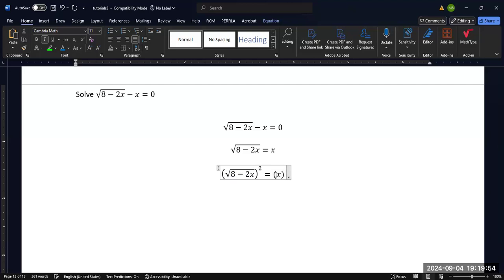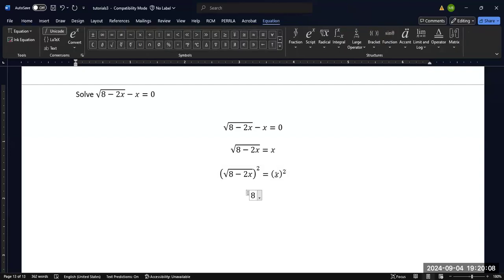Again, algebra basically says you can kind of do whatever you want as long as you do it to both sides, and it's algebraically valid. Now, on the left side, the square and the square root are going to cancel, and I'm going to be left with 8 minus 2x is equal to x squared. Now, to solve a quadratic equation, I have to have everything on one side so that I can either factor or complete the square, use the quadratic formula, or whatever.